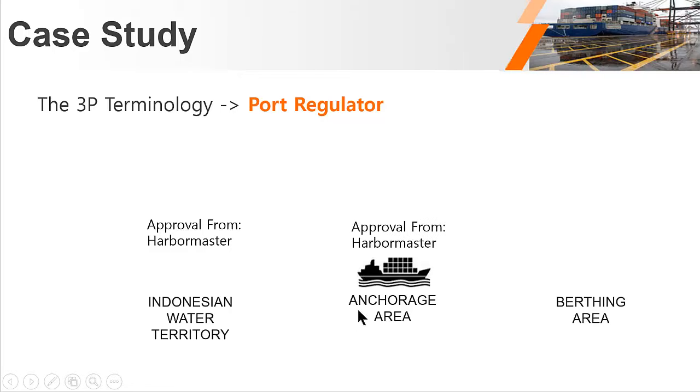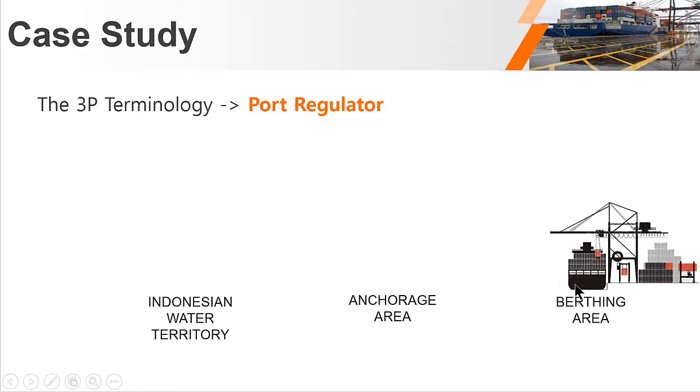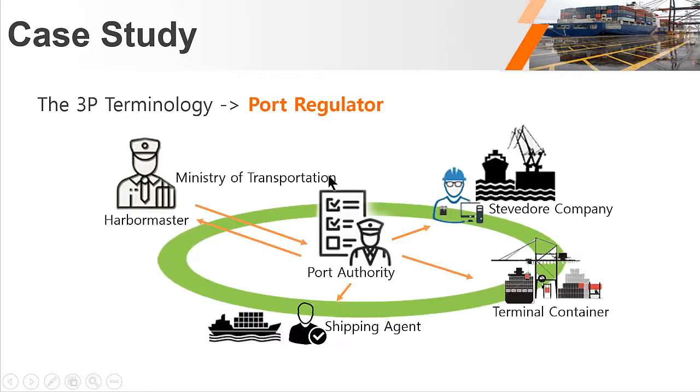To move the vessel from the anchorage area requires a lot of preparation. Therefore the role of the harbor master is to check every vessel document submitted by the local shipping agent prior to giving approval. My next port logistics webinar series will explain in detail the vessel berthing, discharge and so on. In the next slide, you will see the port authority's role in coordinating with the local port operator and the local port community.